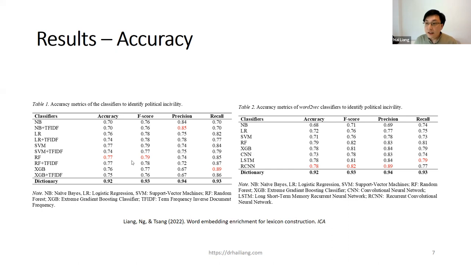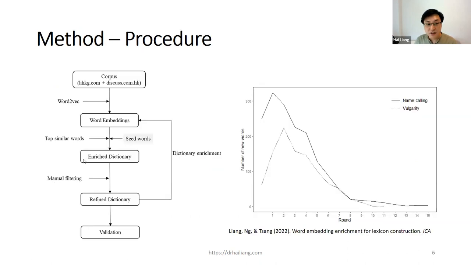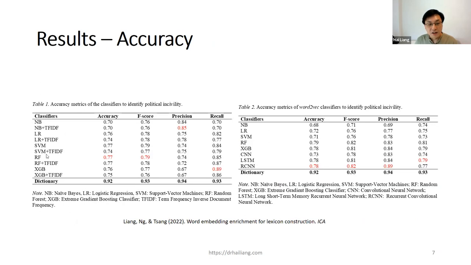Anyway, later we found that this kind of comparison is unfair. The reason is that for the dictionary method, we use more information than the supervised machine learning models. Why? Because the dictionary we constructed used information from the word embeddings. The word embedding uses information from the whole corpus, all the comments. But for the supervised machine learning models, we just use the information from the validation data set, the human-coded data set. So it's unfair. That's why we have Table 2 about that.